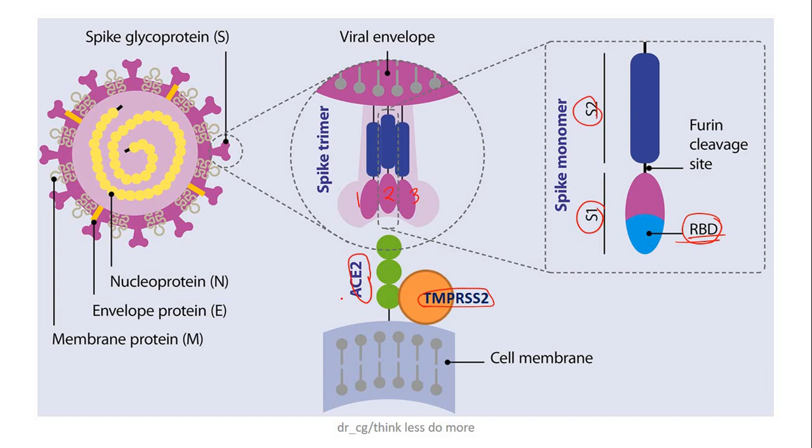Oh, I think it's a little confusing. Please don't leave the video. Let's make it simple. Just remember three things. The spike protein of the virus has three parts: S1, S2 and RBD. The RBD attaches with the human cell's ACE2 receptor and activates the TMPRSS2, which makes the entry of the virus inside the human cell.